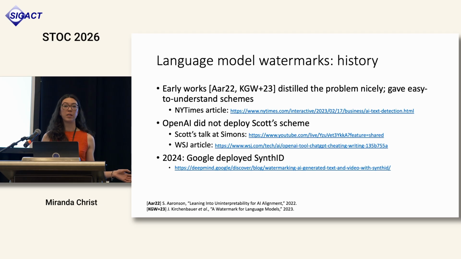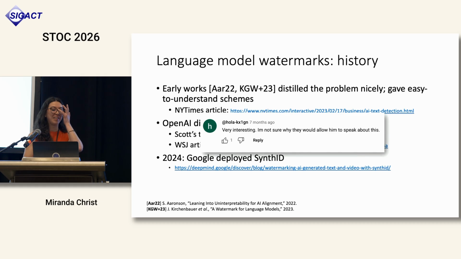Also, Scott's watermarking scheme was developed for OpenAI, and they didn't end up deploying it. Scott gave a talk that explained this at Simons. There was also a Wall Street Journal article about it. So if you're interested in what happened in practice, I'd recommend looking at these sources. And there was a comment on the YouTube video of Scott's Simons talk, which was like, wow, this is so interesting, I can't believe that OpenAI let him say this. So you might want to check this out.